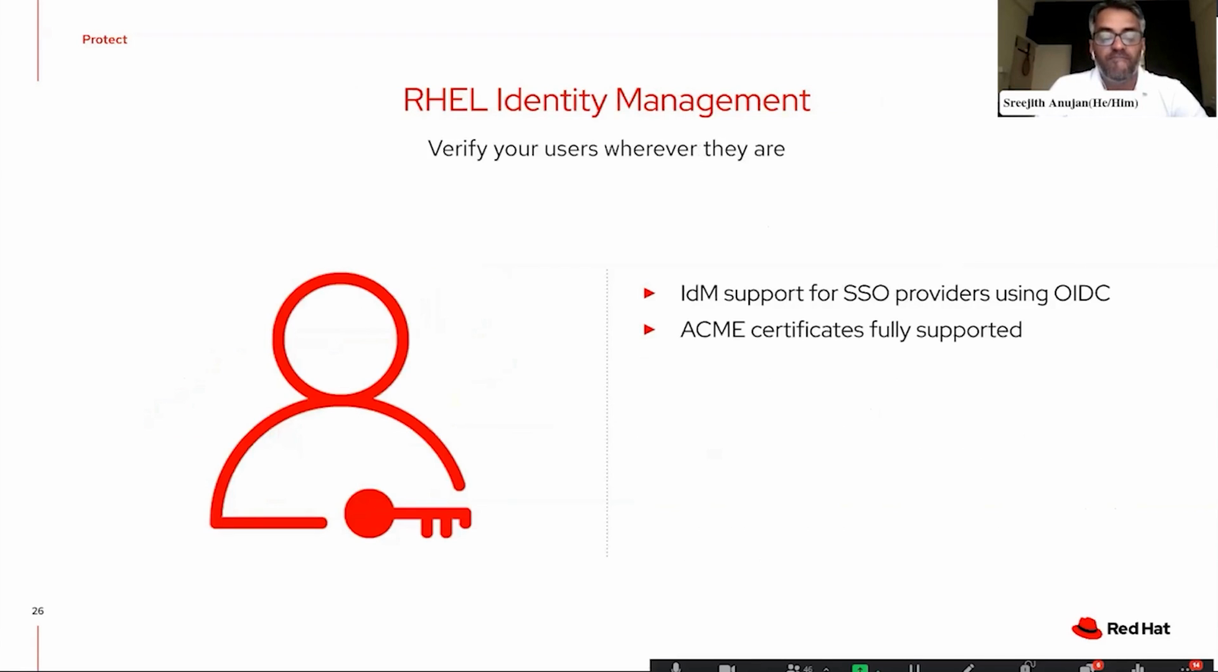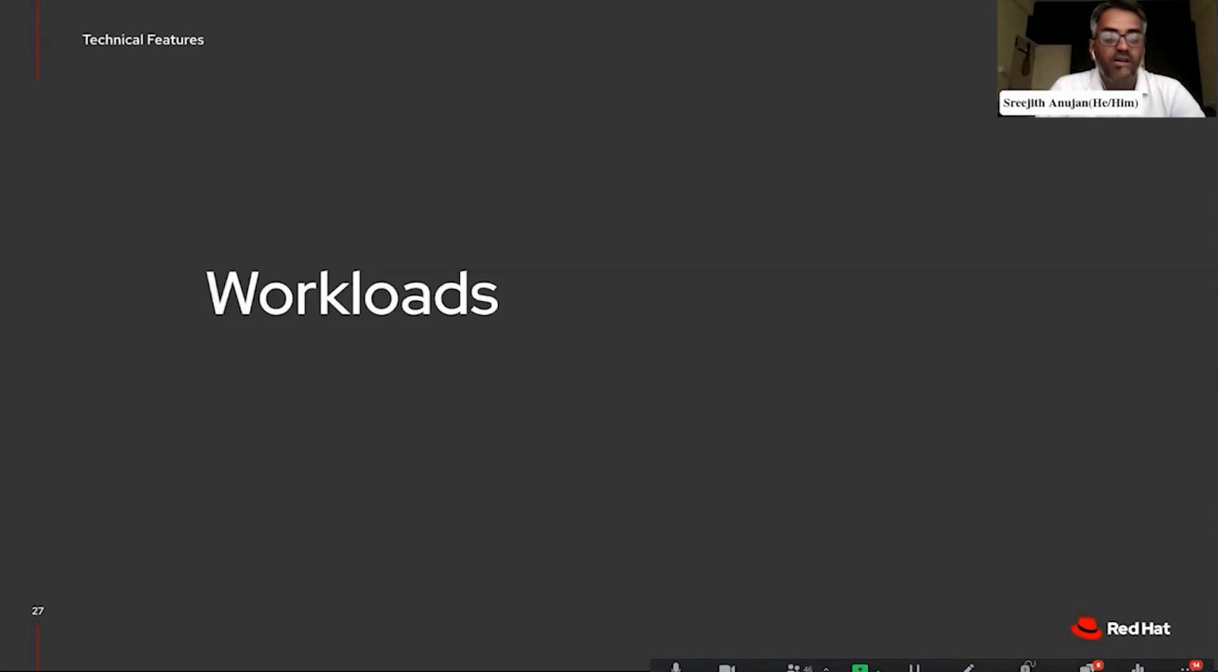And from a verification perspective for your end users, how do you identify that they are actually really valid users? The Red Hat IdM has support for single sign-on using OIDC, and ACME certificates are also fully supported, right? So this is on the identity management front.